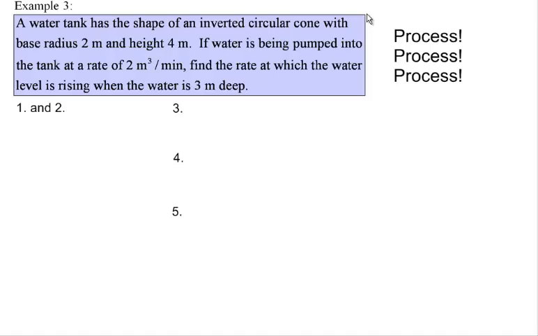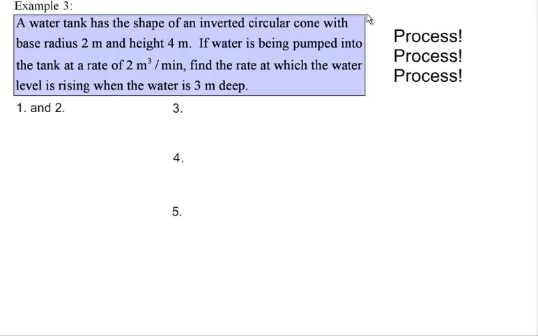Let's work this next example, paying attention to the process of working our way through any related rates problem. This question says, a water tank has the shape of an inverted circular cone with base radius 2 meters and height 4 meters. If water is being pumped into the tank at a rate of 2 meters cubed per minute, find the rate at which the water level is rising when the water is 3 meters deep.